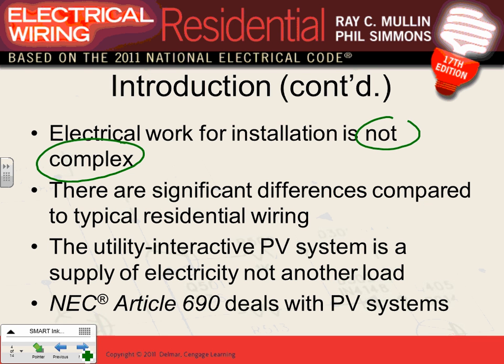Putting a solar system on a roof is doable, but if you haven't done it, if you haven't encountered the hardware that you need to mount to the roof, the wiring methods, all this stuff, to you it's rocket science. You don't know it. Does that make sense? So it's not complex, but unless you do it, it's rocket science. There are significant differences compared to typical residential wiring.